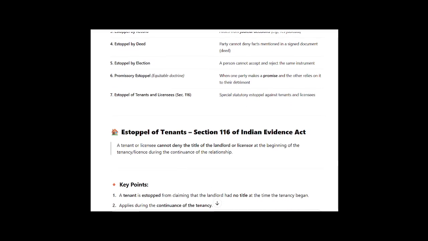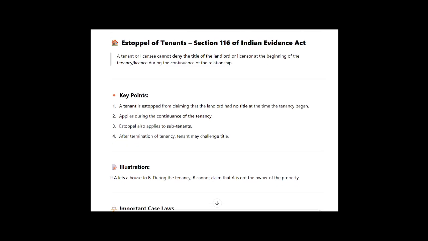Estoppel of tenants, Section 116 of the Indian Evidence Act. A tenant or licensee cannot deny the title of the landlord or licensor at the beginning of the tenancy or license during the continuance of the relationship. Key points. 1. A tenant is estopped from claiming that the landlord had no title at the time the tenancy began. 2. Applies during the continuance of the tenancy.